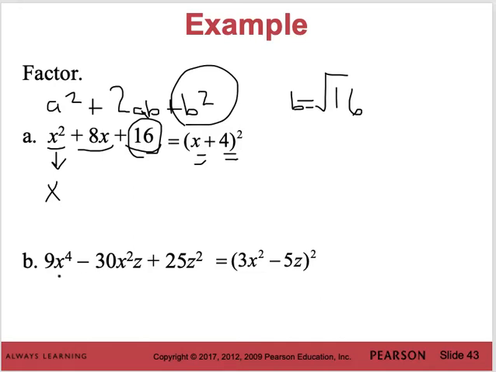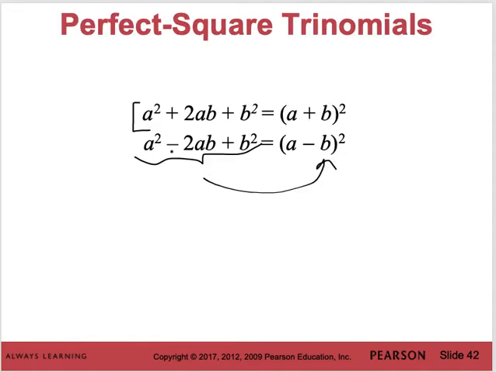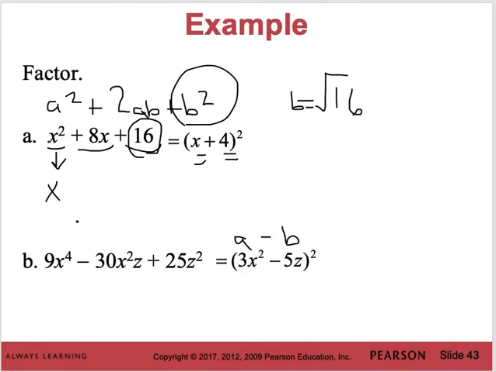Okay, the next one is 9x to the fourth minus 30x squared times z plus 25z squared. And this is represented as a minus b squared. So we just need to figure out, what is a and what is b? If we're looking back at this, it's the same format except our first sign is negative instead of positive. So we have that a squared. So I need to figure out, if this is a squared, what is a? Well, take the square root of everything.